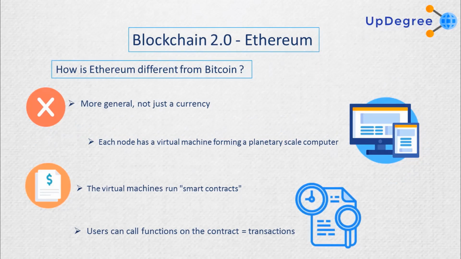So how is it different from Bitcoin? It's more general. It's not just a currency. Here you have a node which has a virtual machine running. It's like a computer, and the virtual machine runs smart contracts. The users can call functions on the contract, which are called transactions. So this is blockchain 2.0. It started with Bitcoin, but here you can create a node which runs like a virtual machine and runs smart contracts. All the transactions happen on the smart contracts.